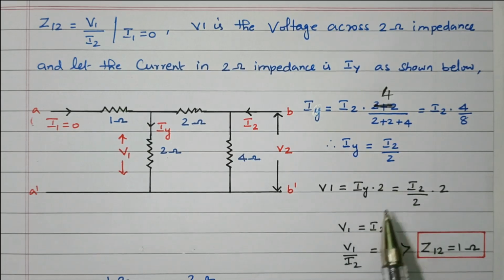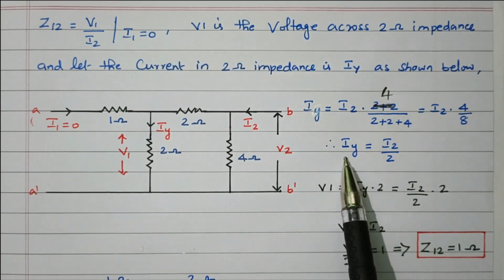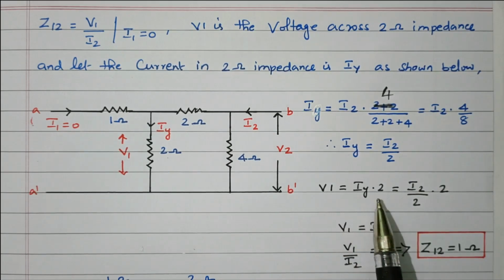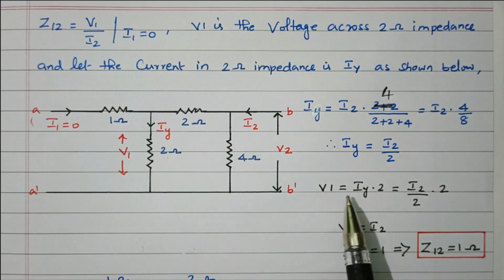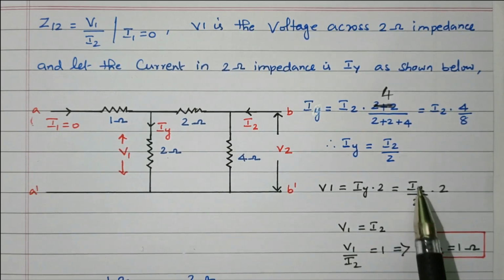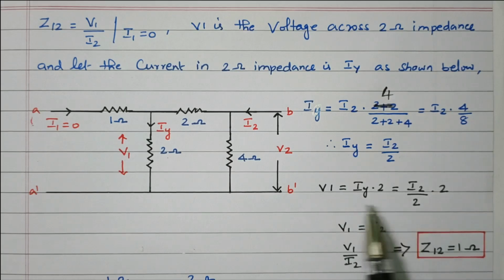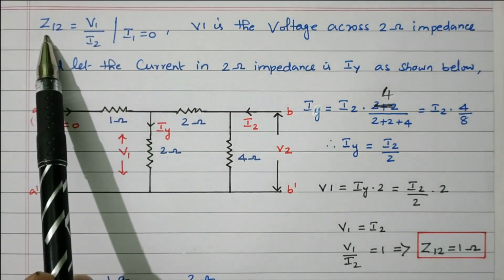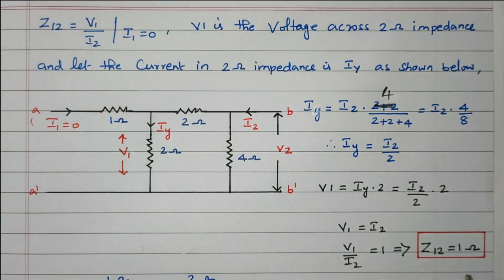So now we calculated I_Y, the current flowing through the 2 ohm resistor. V1 equals I_Y into 2 based on the formula V equals I into R. But I_Y is I2 by 2, so the 2 gets cancelled and V1 equals I2. Bringing I2 to the denominator side, V1 by I2 equals 1. V1 by I2 is nothing but Z12, so Z12 equals 1 ohm. So the open circuit reverse transfer impedance Z12 is 1 ohm. Earlier Z21 was also 1 ohm.